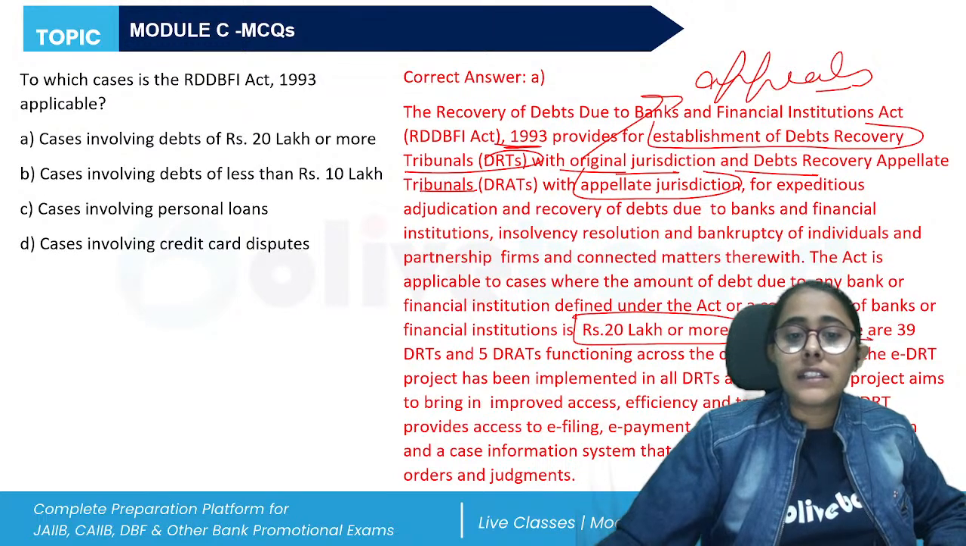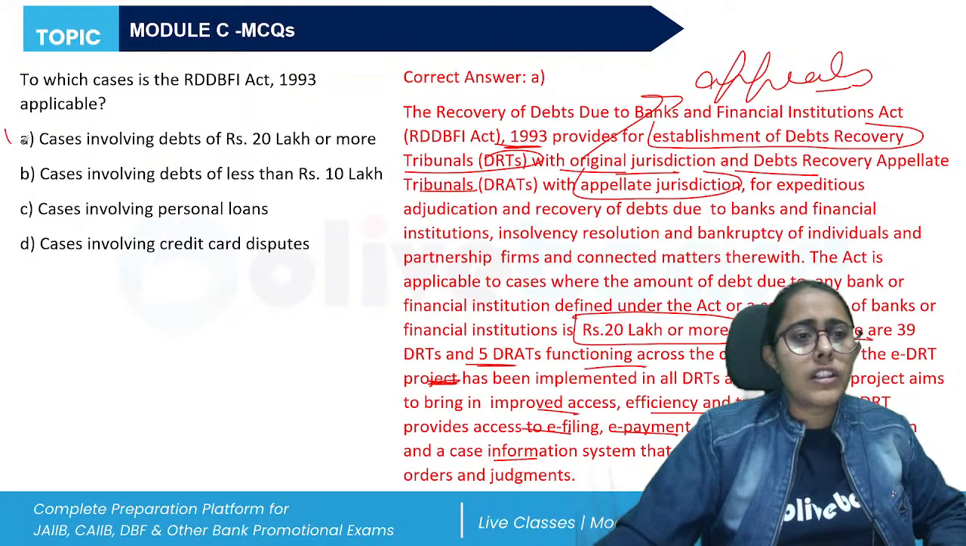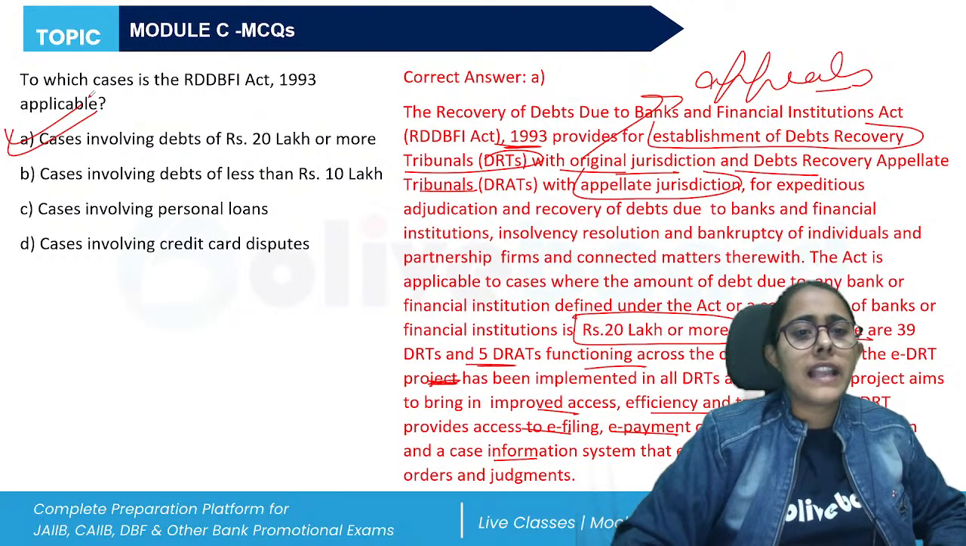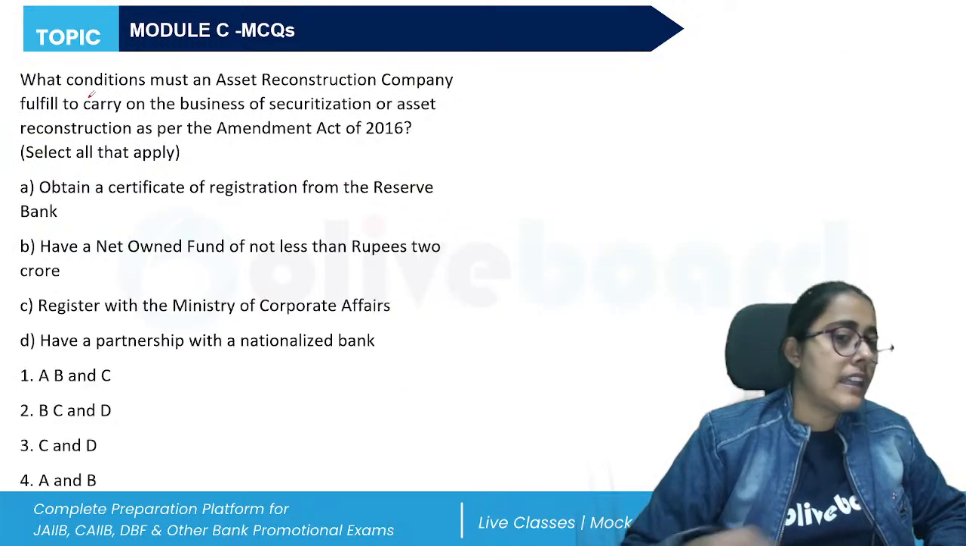At present, there are 39 DRTs and 5 DRATs functional across the country. E-DRT project has also been implemented. This project aims at bringing improved access, e-filing, efficiency and transparency, e-payment, cause list generation and case information. All right. So basically all the cases involving rupees 20 lakh or more will be dealt under the Recovery of Debts Due to Banks and Financial Institutions Act, under which the DRT and DRAT have been established.